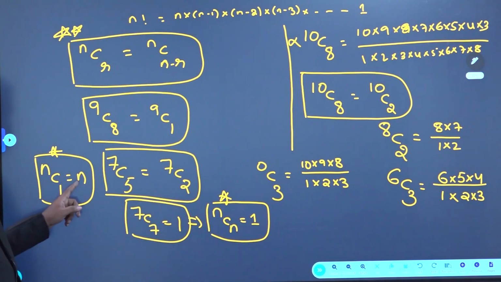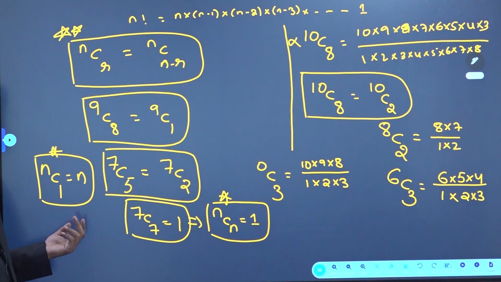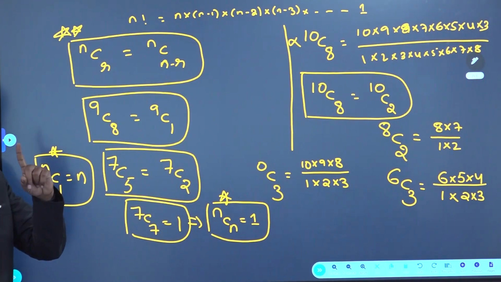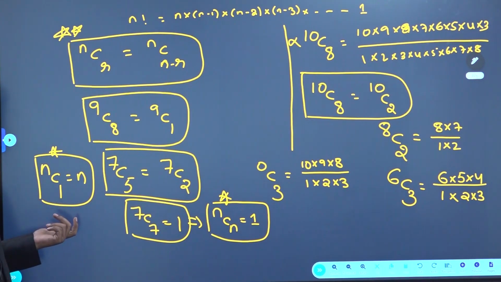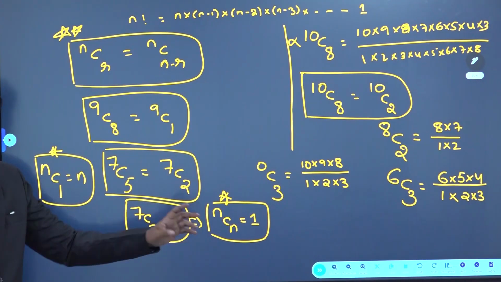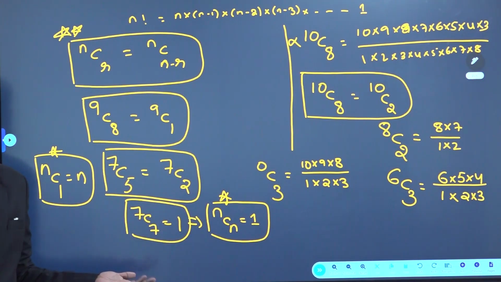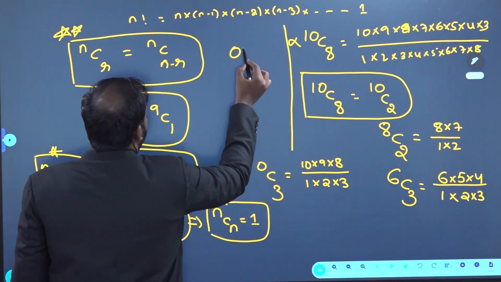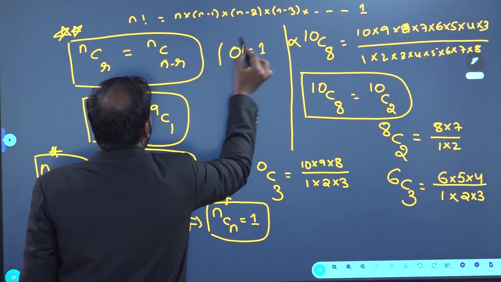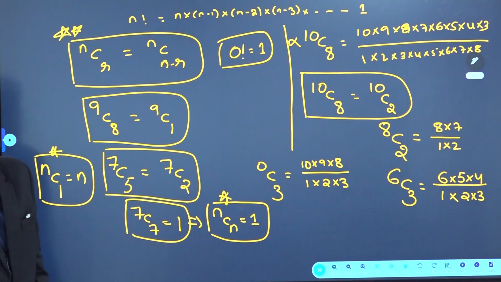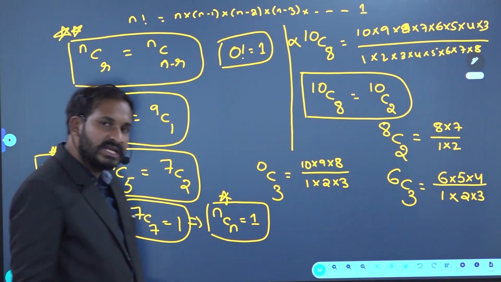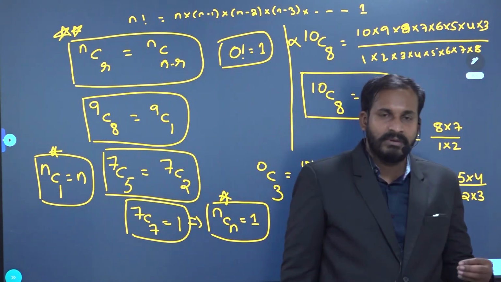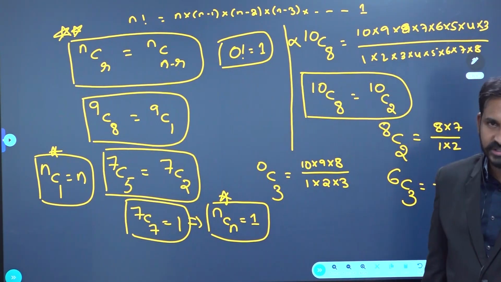NC1 value will be equal to N. Why? Because it is N by 1, you should write it only once. Next, NCN means N by N, so everything will be cancelled and you will be left with 1. And one more thing, we should know that 0 factorial is equal to 1. Before going to this concept, we will consider 0 factorial as 1. So, these are the basic things which we should know before solving the questions of permutations and combinations.